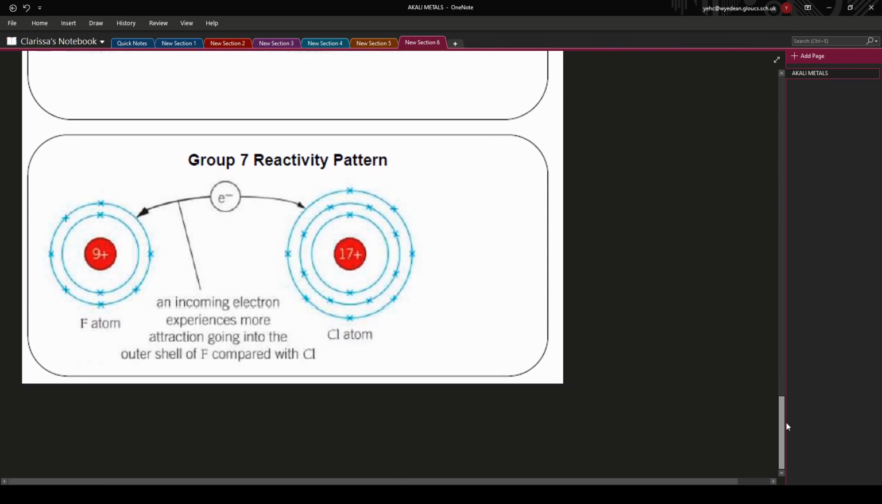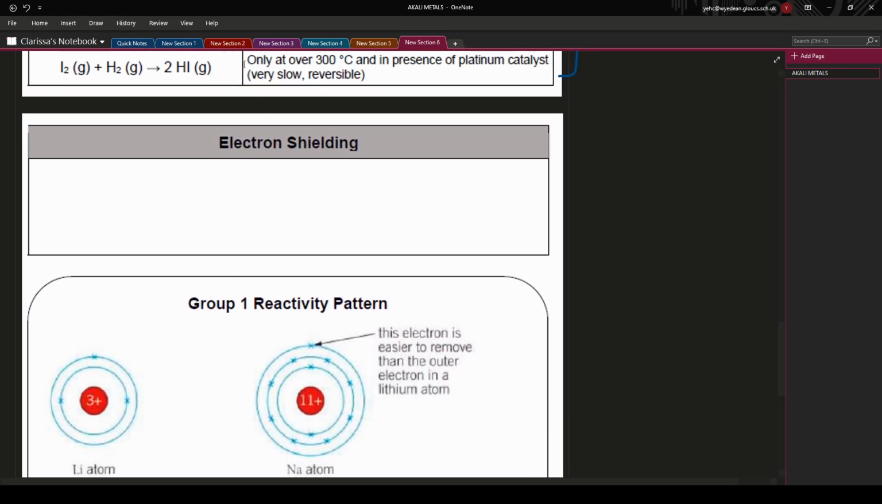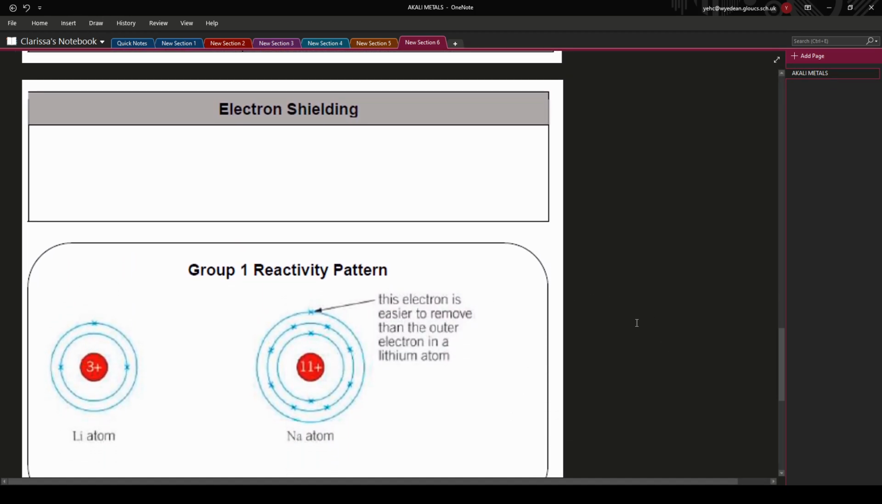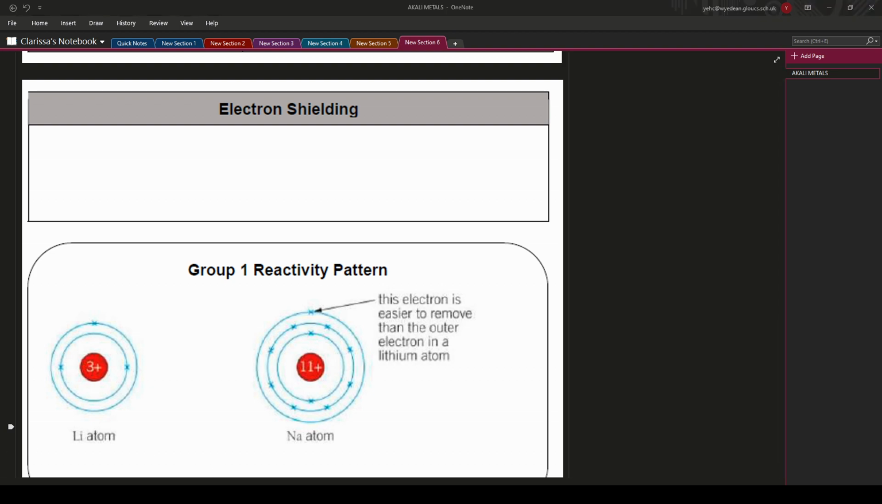Very last thing before we're done. Last thing, because this is just going to be a recap now. I mentioned this the whole way through, why we have these patterns that we do. And the reason why we have these patterns is something I briefly touched upon, known as electron shielding.